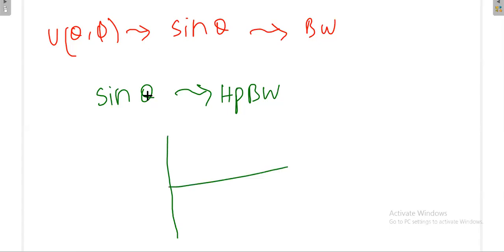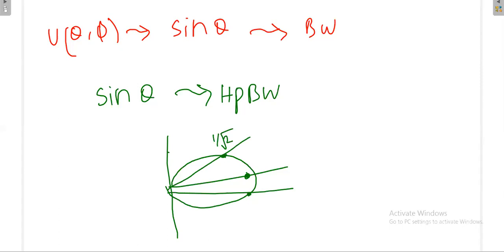When θ is 0, this is 0. When θ is 90 degrees, this is maximum. When θ is 45 degrees, sin 45 degrees is 1 by root 2. And in this direction also, for 45 degrees, you will get 1 by root 2. This is 45 degrees, this is 45 degrees. Then what is the half power beam width for sin θ? Simply 90 degrees.